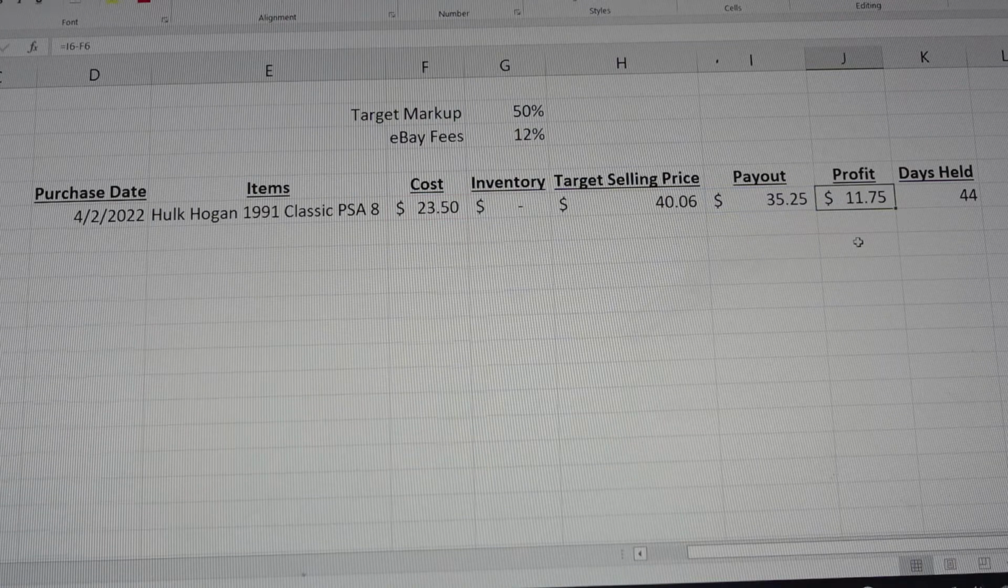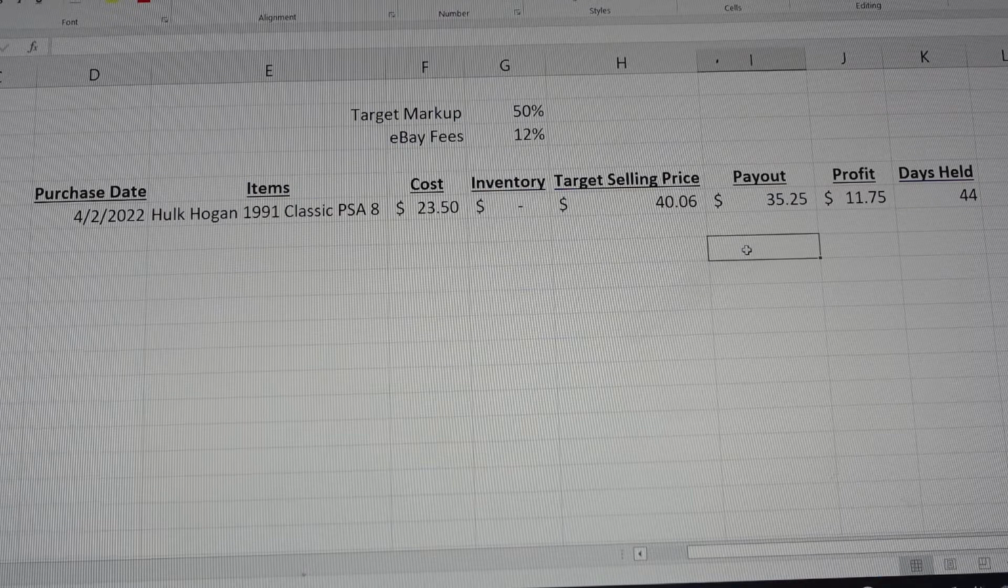And you can see that this works out. So my spreadsheet is calculating this correctly because the profit of $11.75, if I do that and divide it by the cost, it's 50%. It's the exact target markup that I was going after. So this is referencing that if I sold it for $40.06, I paid 12% eBay fees. My profit is $11.75, which is 50% of my target markup. Days held, I'm saying, equals today, which is an Excel function, today, minus D6. So I'm saying what is today's date minus the purchase date, 44 days.